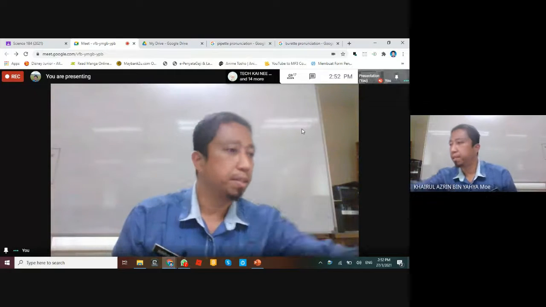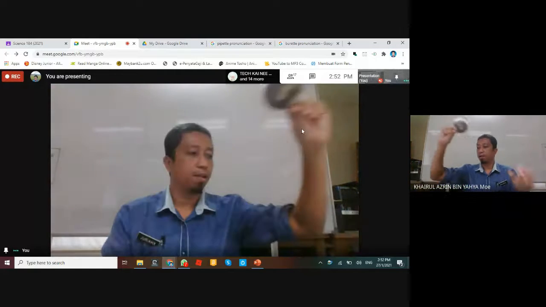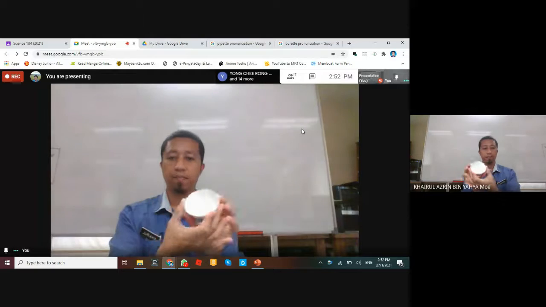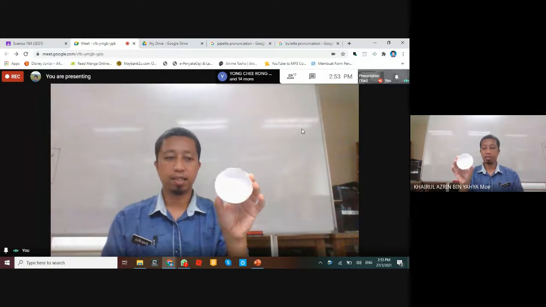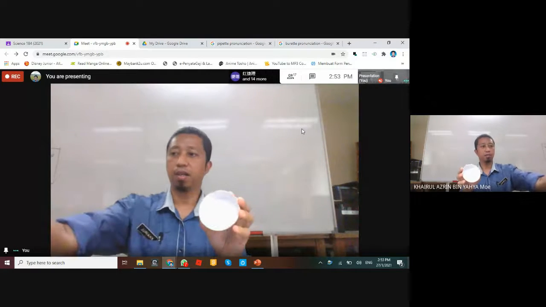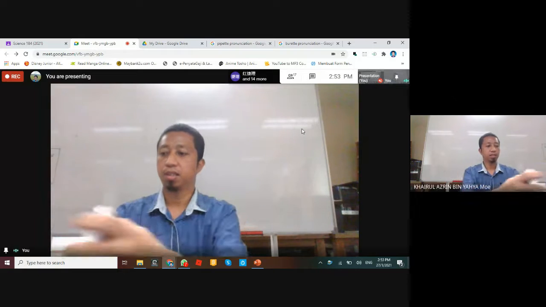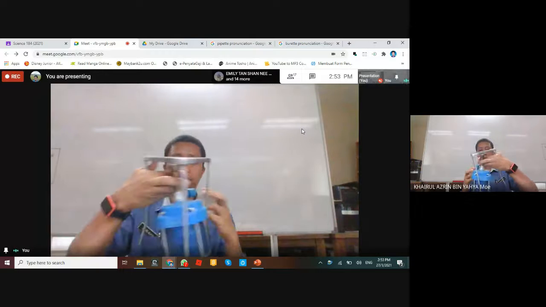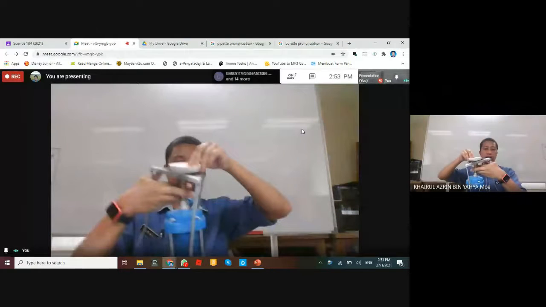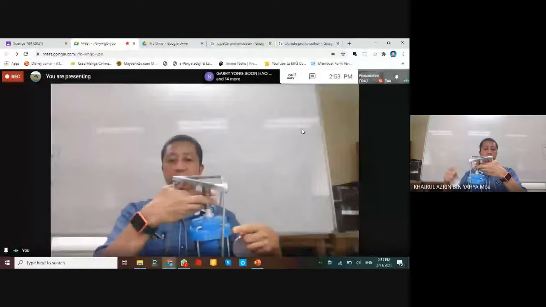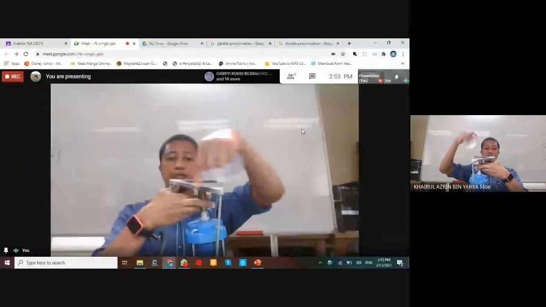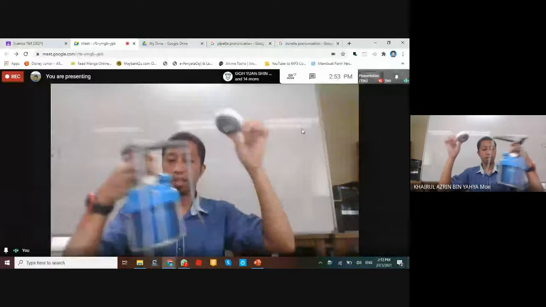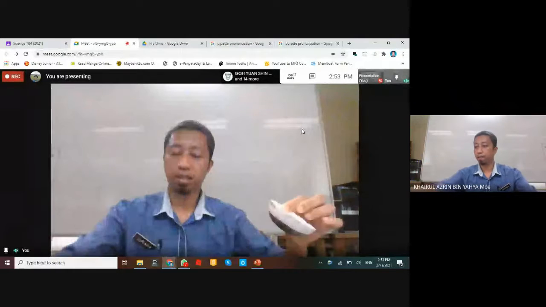What else? Yeah, this one. This is an evaporating dish. This one you can use with the Bunsen burner like this, on top here. So this is the Bunsen burner, the tripod, and then we should have wire gauze here. This is the evaporating dish.